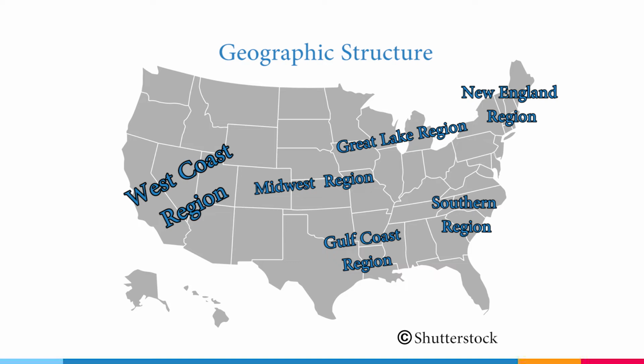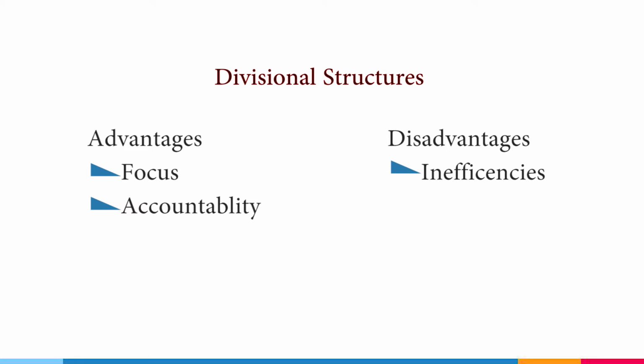In a geographic organizational structure, each region of a country or area of the world is served by a self-contained division. Because the needs of customers differ by region, for example, shorts in California and parkas in the Midwest, a geographic structure gives managers the flexibility to choose the range of products and services that meet the needs of its regional customers. There are advantages and disadvantages for each of the divisional structures.